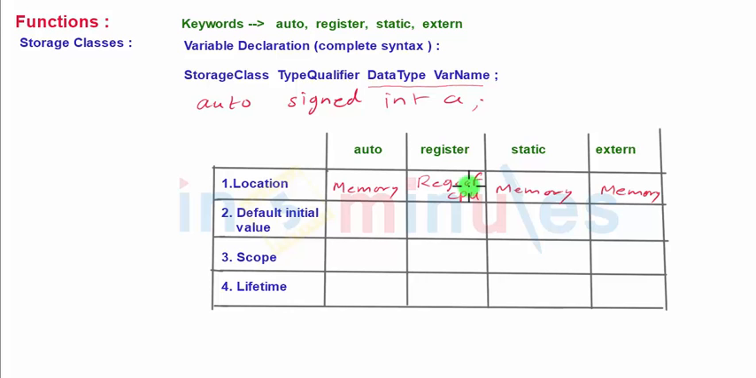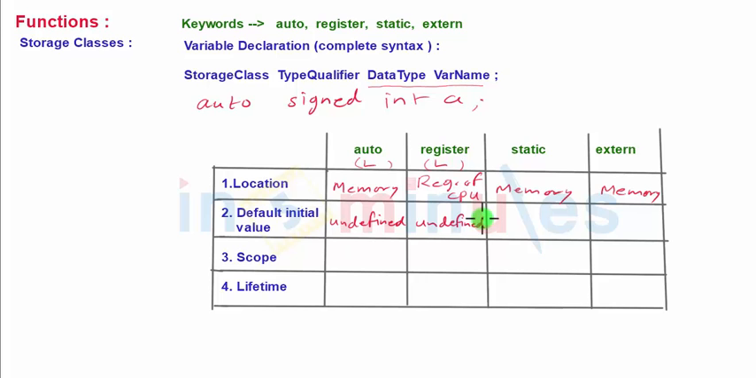Default initial value. Now let's discuss one more thing about auto and register. Auto and register variables can be only local variables, they cannot be defined as global variables. That is, global variables cannot be defined as auto or register. Since they are supposed to be local variables, the default initial value of those variables will be undefined, that is not defined or garbage value. So default initial value for auto and register is undefined.